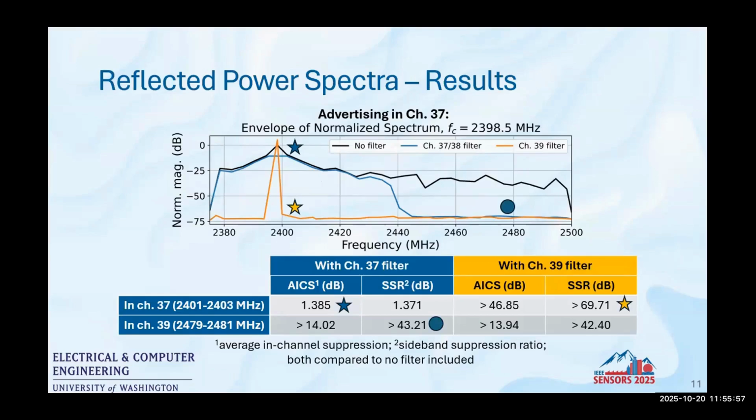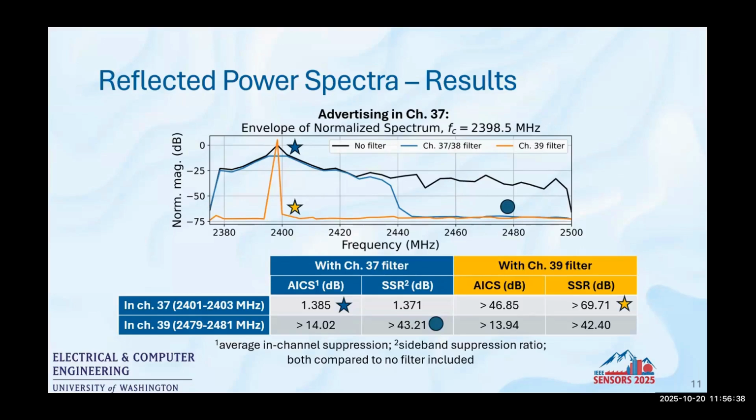So with no filter present, that's the black curve here, we generate modulation sidebands in channel 37, but we also generate modulation sidebands at higher frequencies, including in channel 39. As soon as we add the channel 37 filter, that's the blue curve, we still produce our modulation sidebands in channel 37, although at slightly lower power due to the insertion loss of the filter. In fact, the average in-channel suppression in channel 37 due to that channel 37 filter is only about 1.385 dB.